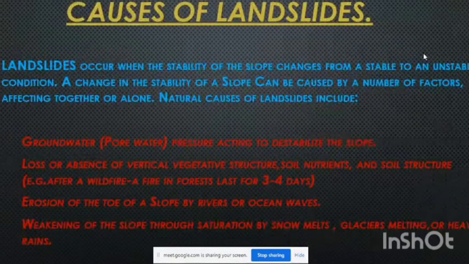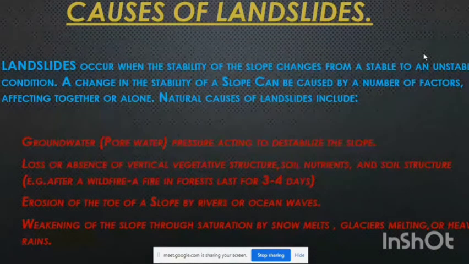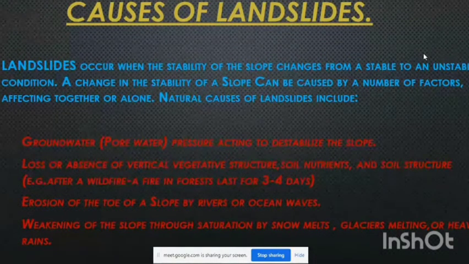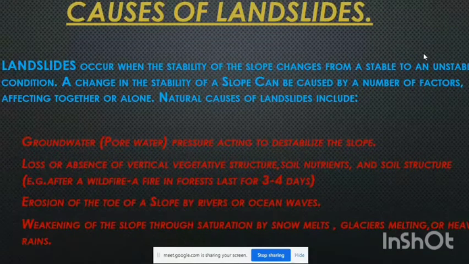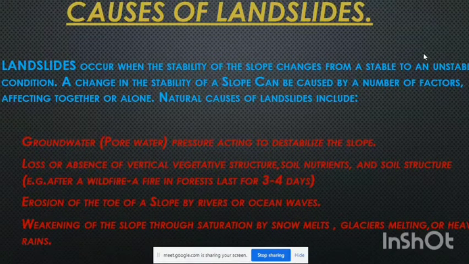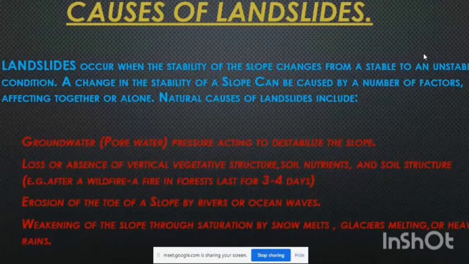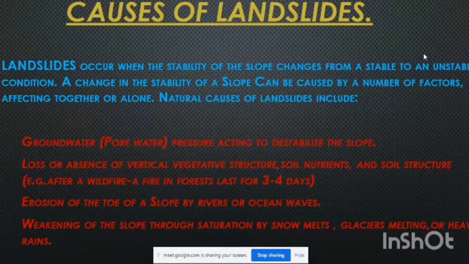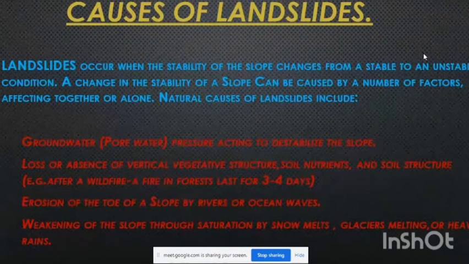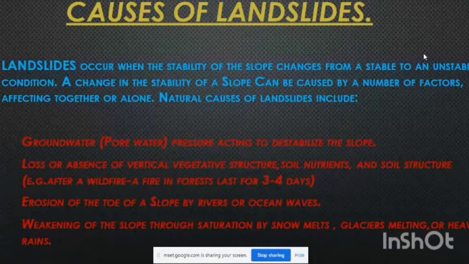Causes of landslide. Landslides occur when the stability of the slope changes from a stable to unstable condition. A change in the stability of a slope can be caused by a number of factors affecting together or alone. Natural causes of landslides include groundwater or pore water pressure acting to destabilize the slope, loss or absence of vertical vegetative structure, soil nutrients, and soil structure.